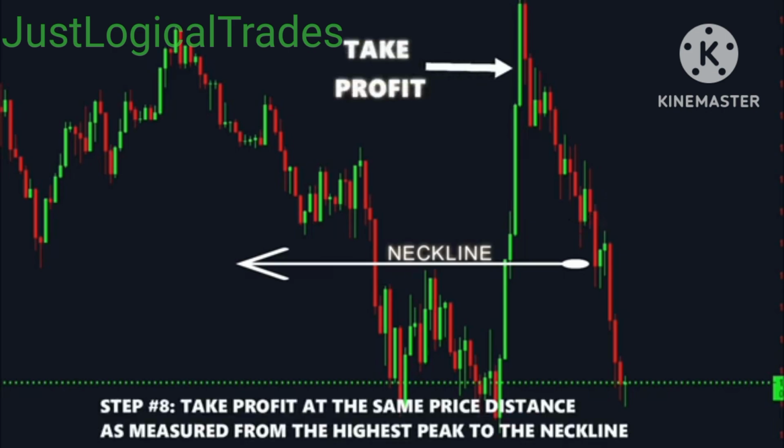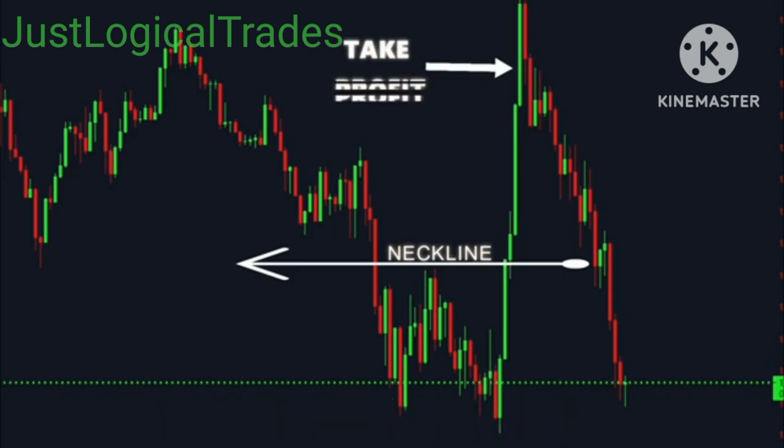Step number 8, take profit at the same price distance as measured from the highest peak to the neckline. The minimum profit target for this type of trade is approximately equal to the same price distance as measured from the double bottom to the neckline. If we project the same price distance to the upside, we obtain our first take profit zone for the strategy. The double bottom pattern can produce a major reversal, so we advise you to be very flexible with your profit target not to miss any big profit opportunity.